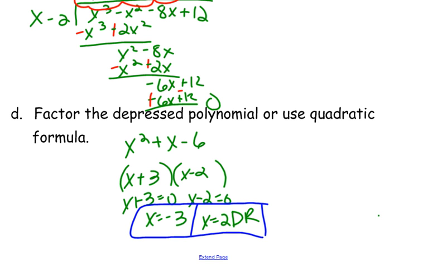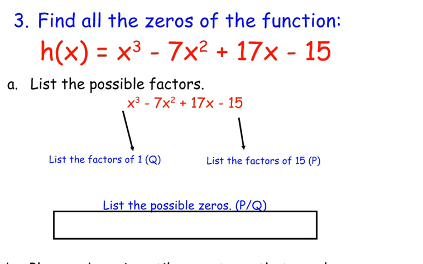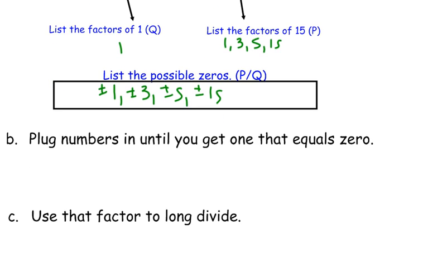Alright, last one. Again, feel free to try this one on your own. My possible factors here, it's nice, 1 and 1 again, so just a 1. And then 15 is 1, 3, 5, and 15. So my possible factors are 1, 3, 5, and 15, all with a plus or minus in front. See how this kind of gets a little bit quicker as you go?